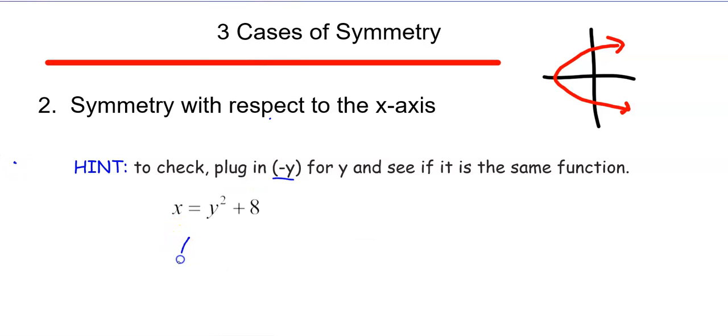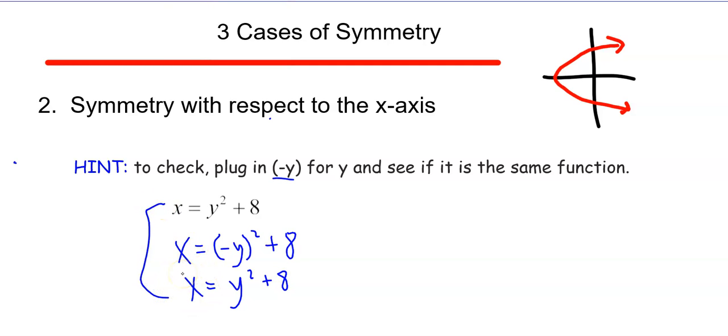Okay, so everywhere there's a y, I'm going to plug in negative y. So negative y with parentheses here, I'm plugging in. And when you have a negative number squared, that's always y squared. It's always positive. That looks like the same function, so yes, this has x-axis symmetry. We have to test the other test to see if it has other symmetry, but it definitely has x-axis symmetry.